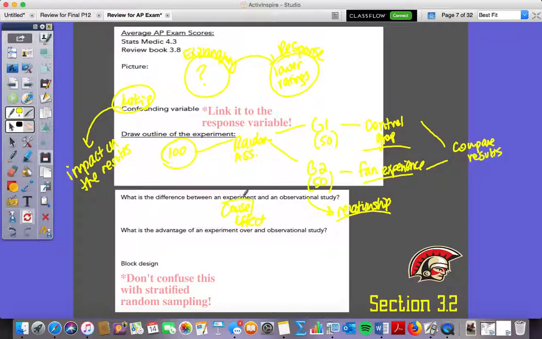The big thing with an experiment is we have a treatment. A lot of times it has a control group, or we're comparing two different methods, which could be possible as well.